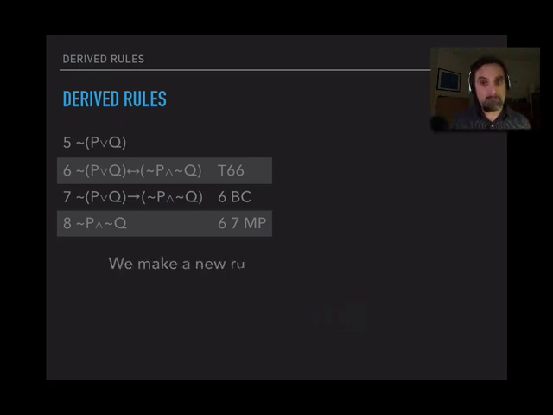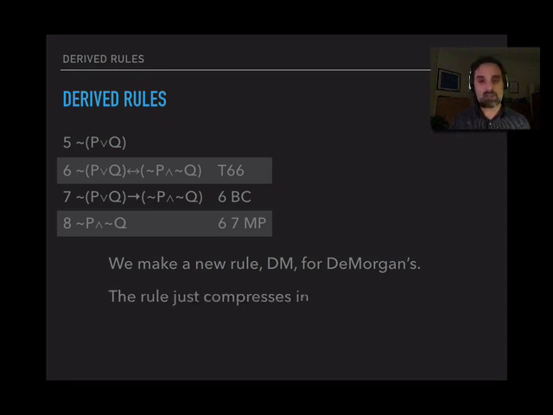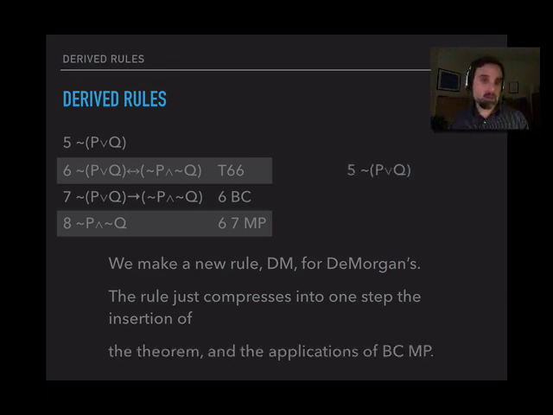you can do something better than that. We can make a new rule, which we'll call DM, and that will be short for De Morgan's. And the rule is going to compress into one step, putting in the theorem and then applying the inference rules. So what does it look like? Like this. We have not (P or Q), and then we just jump to not P and not Q, and the justification is 5 DM. And we get to skip 6 and 7, and we have a simpler justification as well. So that's good. That's nice.